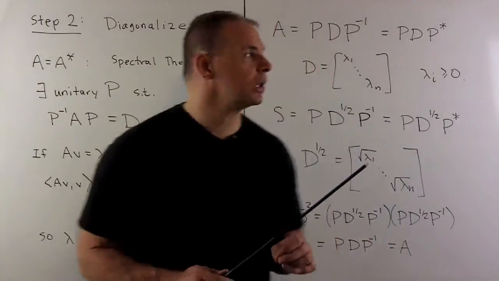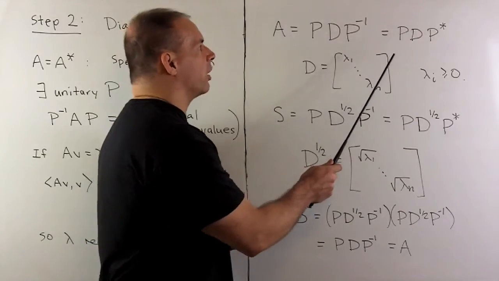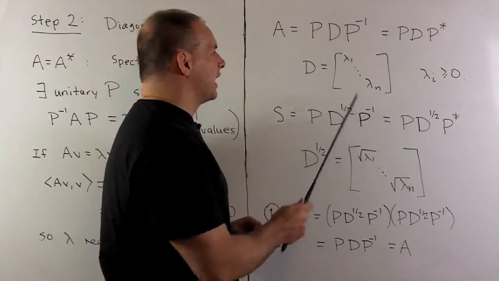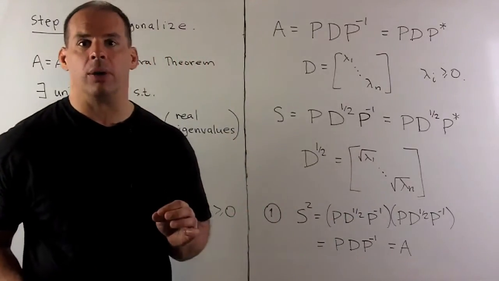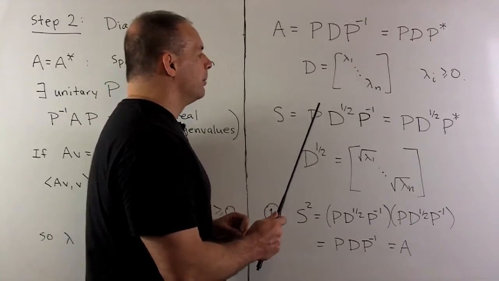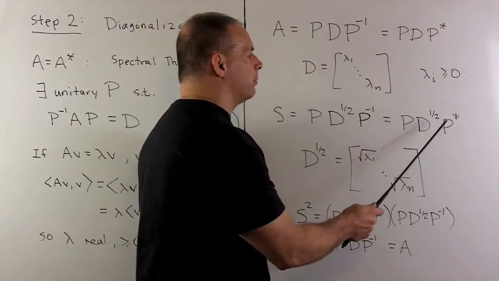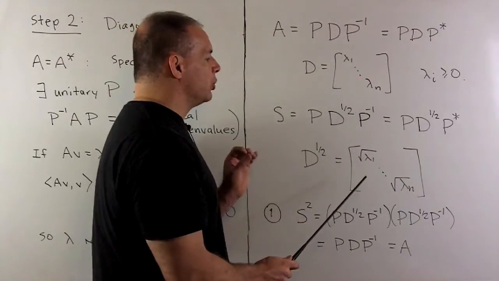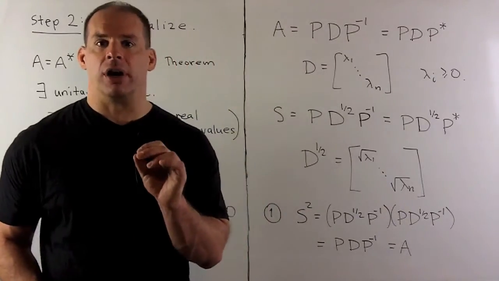Now, I can write A as P D P inverse. We'll need later that it's the same as P D P star, where D is our diagonal matrix. We'll say lambda 1 through lambda n down the diagonal. Each lambda i is greater than or equal to zero. The square root that we'll want is going to be defined as S equal to P D to the 1/2 P inverse, which will be the same as P D to the 1/2 P star, where D to the 1/2 is just taking our same diagonal matrix, but using the square root of each entry on the diagonal. So we need to show three things here.